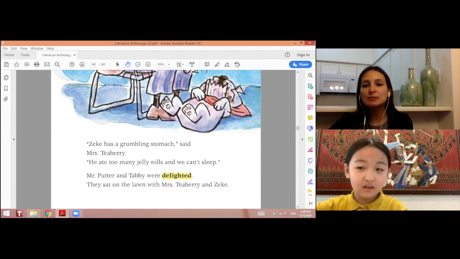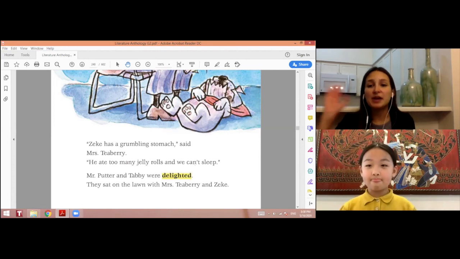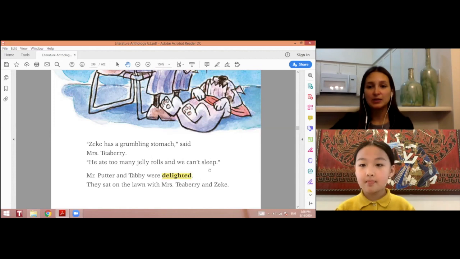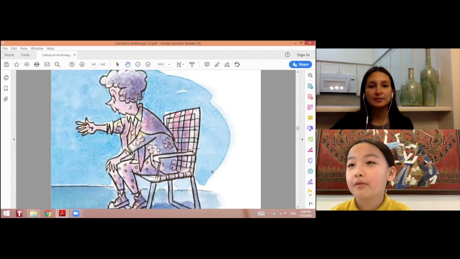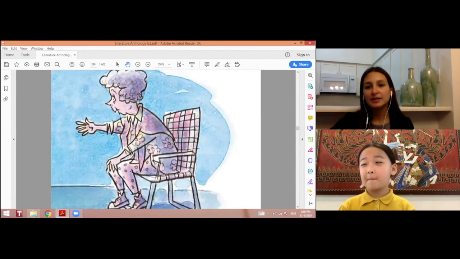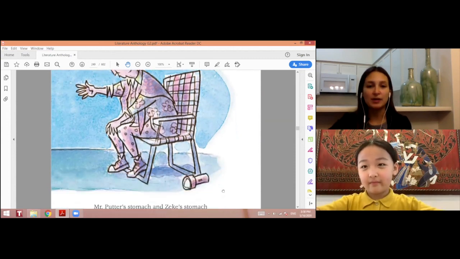Okay, so look at this word in yellow, delighted. This means to be very happy, okay, when you're delighted. Like, I can go to Disney. I'm delighted. Yeah, delighted, super happy.